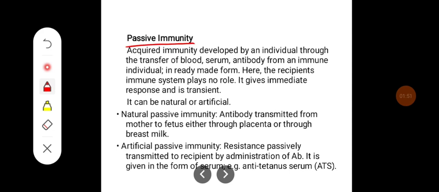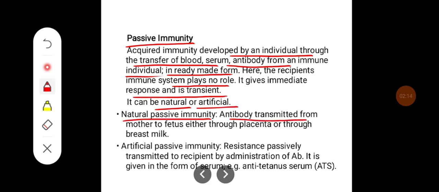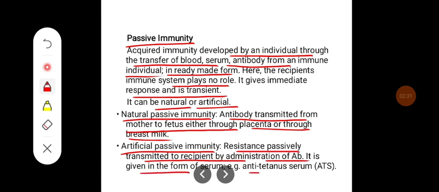Passive immunity, acquired immunity developed by an individual through the transfer of blood, serum, antibody from an immune individual in a ready-made form. Here, the recipient's immune system plays no role. It gives immediate response and is transient. It can be natural or artificial. Natural passive immunity, where antibody is transmitted from mother to the fetus either through the placenta or through breast milk. In artificial passive immunity, resistance is passively transmitted to the recipient by administration of antibodies. It is given in the form of serum, for example, anti-tetanus serum.